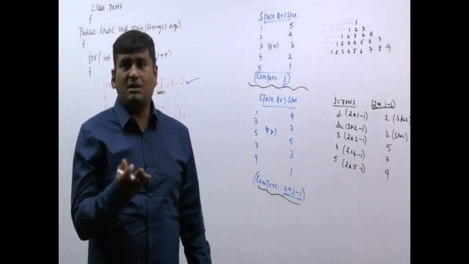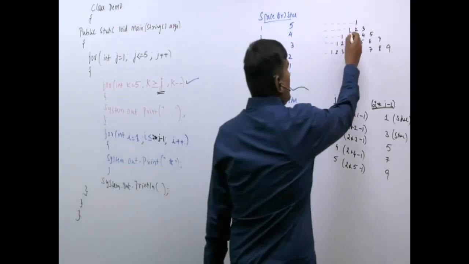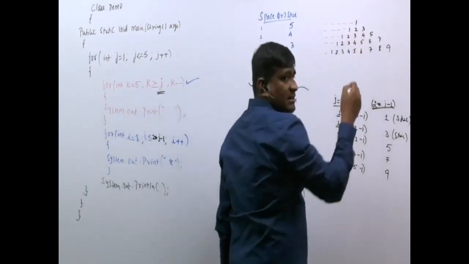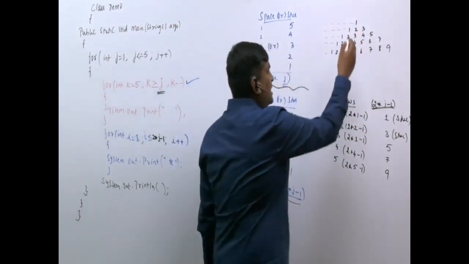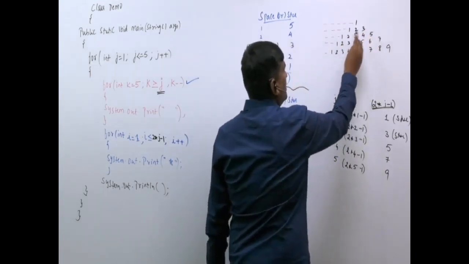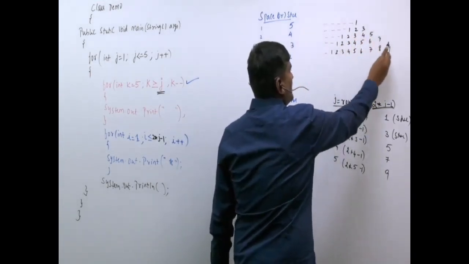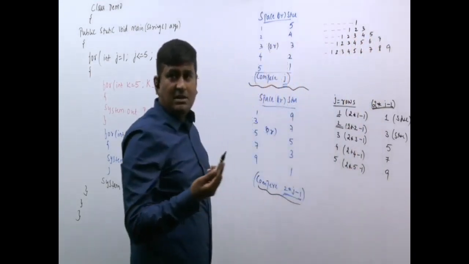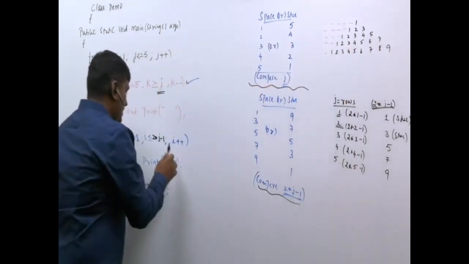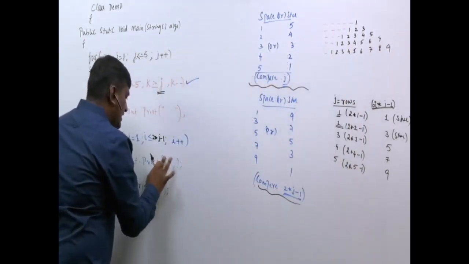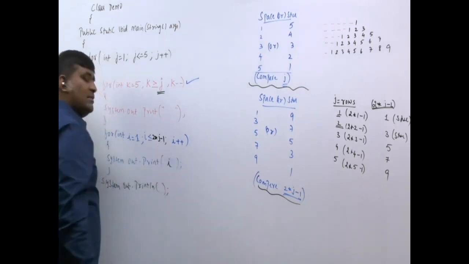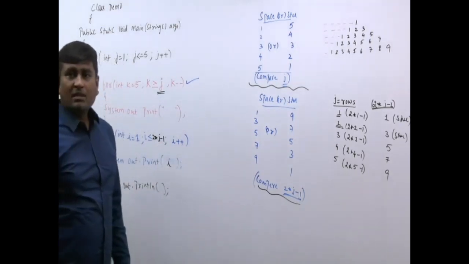Which one to use? Very simple. In each row, if the same numbers are present, use J. In each row, if different numbers are present, see here 1, 1 2 3, 1 2 3 4 5, 1 2 3 4 5 6 7. Different numbers means compare with what? I. So instead of star here, I will just write I. That's all. Story over.